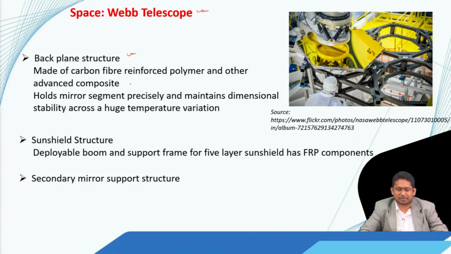But that is not an easy job because these telescopes suffer from huge temperature variation. So, that is where fiber reinforced composite comes into play, because we have seen that FRP have high dimensional stability. So, they have lower thermal expansion coefficient. That is why where dimensional stability is involved with temperature variation, fiber reinforced plastics are used. So, we see the use of carbon fiber reinforced polymer and other advanced composites here. And apart from that, it gives other advantages like high strength and low mass.